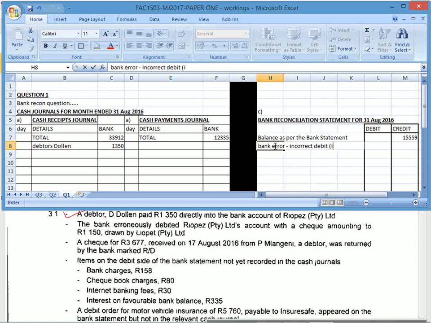Okay, incorrect debit or incorrect check. The check was for 1150, so the bank is going to say, sorry for debiting your account with someone else's check. Let me give you back the 1150. That's going to boost your balance.